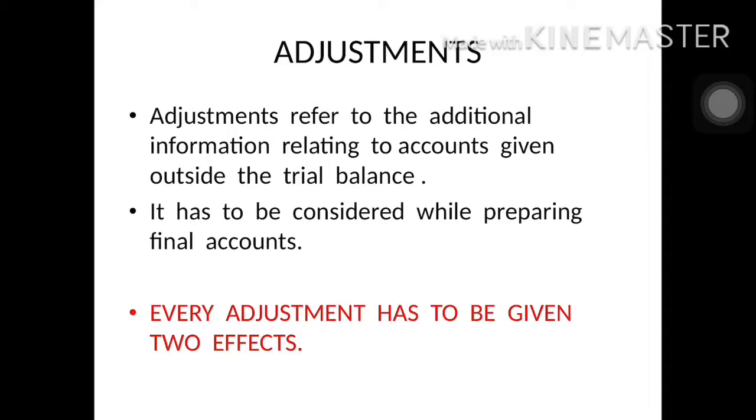So while you are preparing final accounts, all the adjustments have to be shown in the final accounts, okay? Now the most important point which you must remember is that every adjustment has to be given two effects. As all of you know, whenever the trial balance is given to you, all the items of trial balance are given only one effect. But adjustments have to be given two effects. If you give only one effect to adjustments, then your balance sheet will not tally. Your sum will not be correct. Alright, so one by one we will see all the important adjustments.